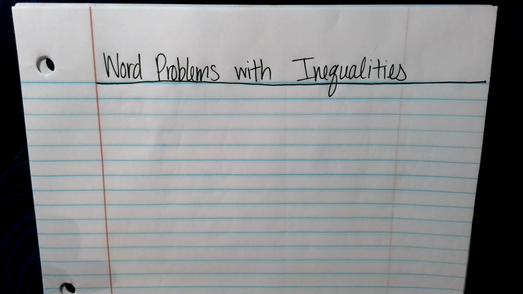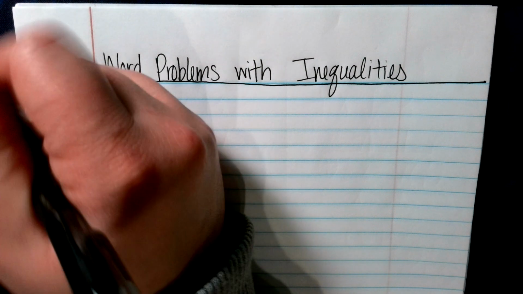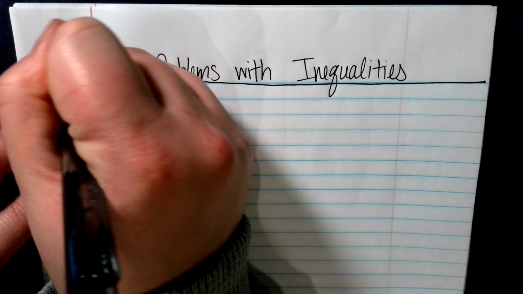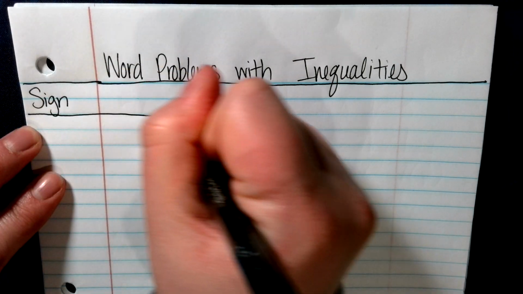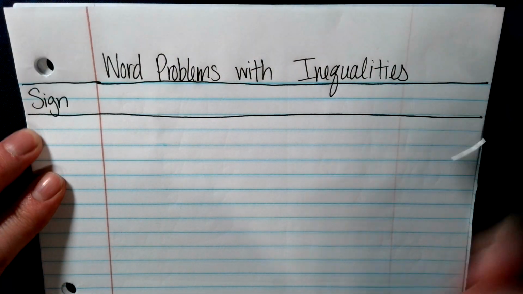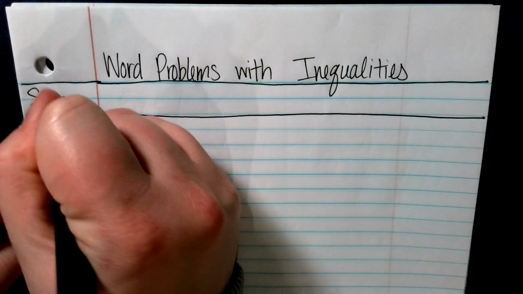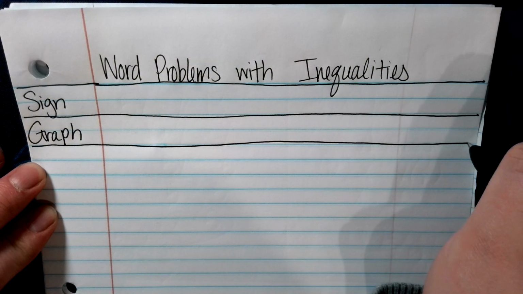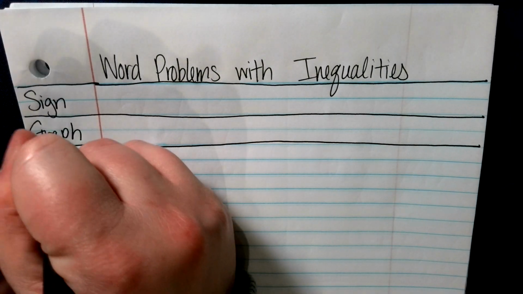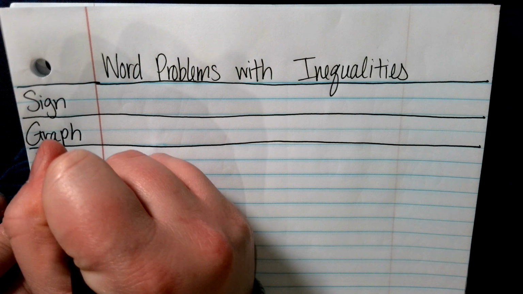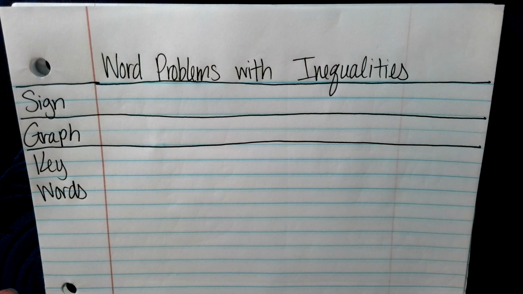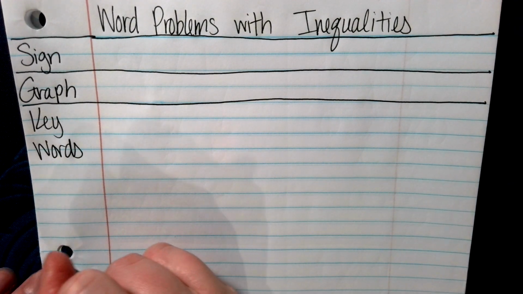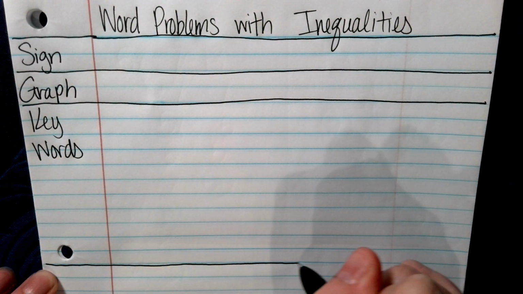So we're going to make kind of a chart where we have this sign, what the graph should look like, and then keywords for that sign. This is only probably going to take up this top half of your page. We're going to use the bottom part for some examples.